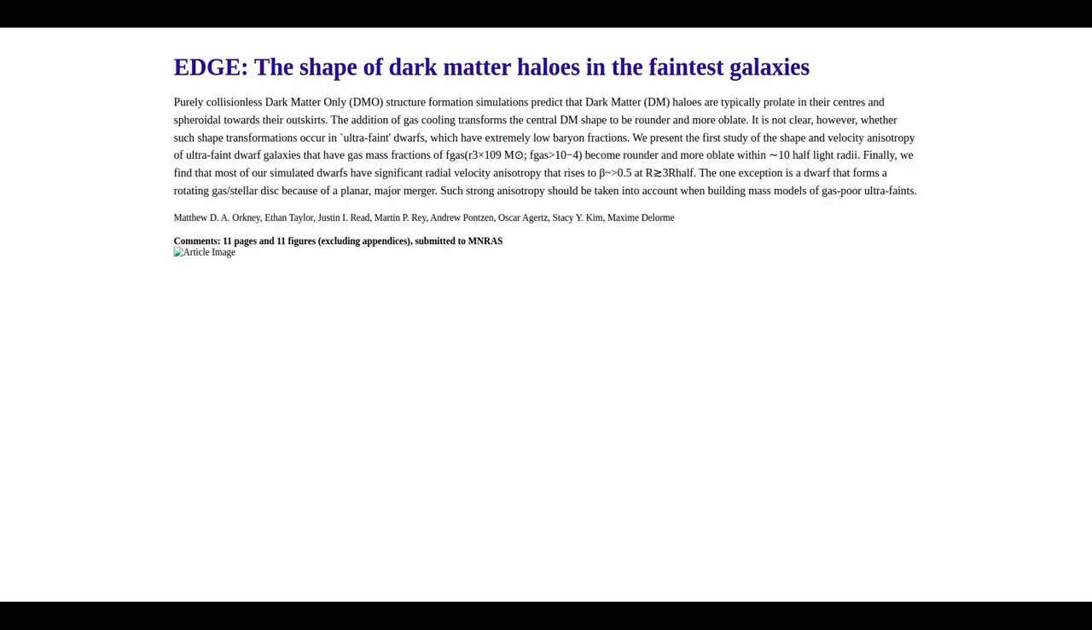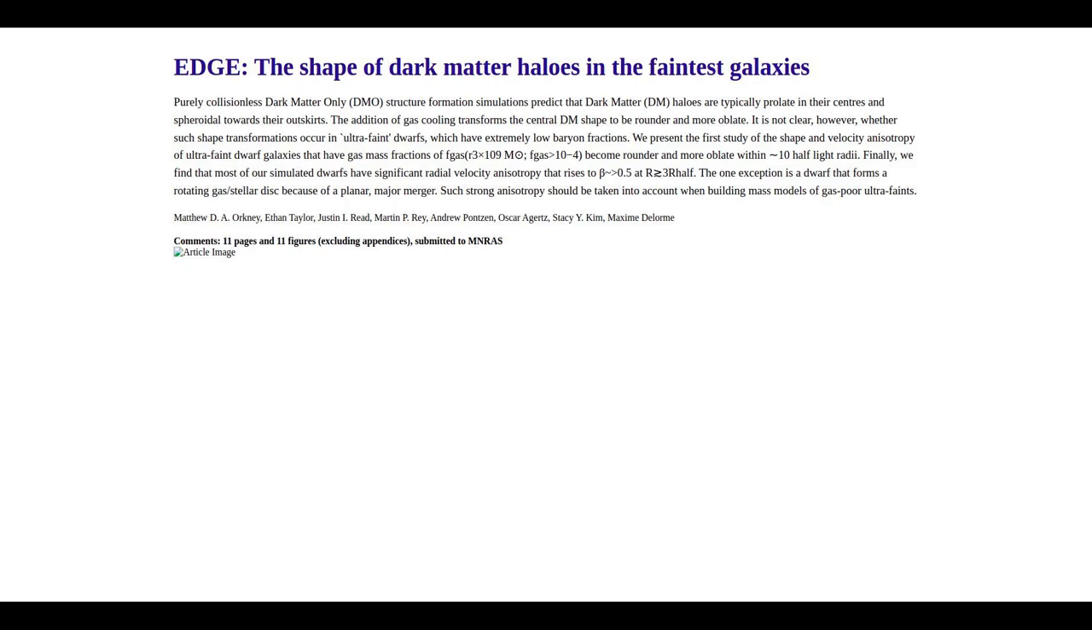We present the first study of the shape and velocity anisotropy of ultra-faint dwarf galaxies that have gas mass fractions of f_gas less than 0.06. These dwarfs are drawn from the Engineering Dwarfs at Galaxy Formation's Edge project, using high-resolution simulations that allow us to resolve DM halo shapes within the half-light radius.